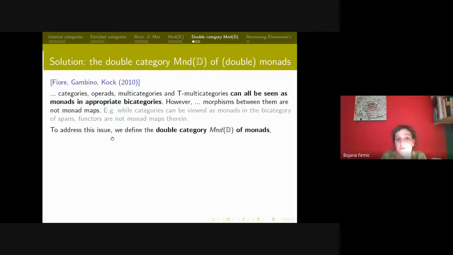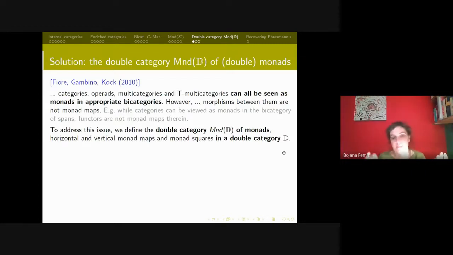To address this issue, we define the double category of monads in D, with horizontal and vertical monad maps and monad squares in a double category D. So our problem was formulated for bicategories, CMat and spans in C. And here from bicategories, we go higher to double categories. And then on the double categories, they define these double categories of monads in the double category D. So it seems complicated, but it will serve the purpose that we want.